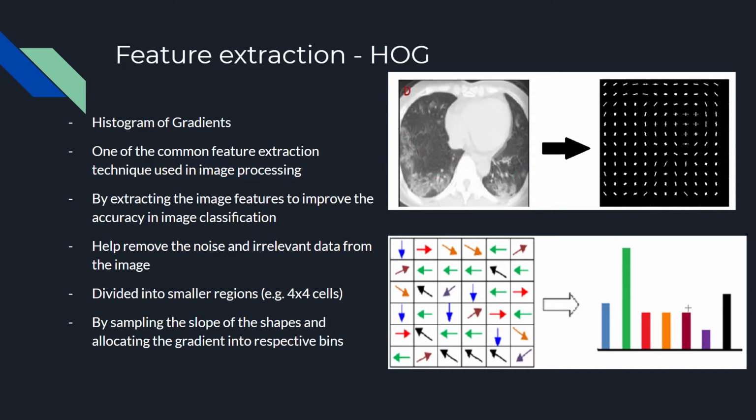It is one of the most common feature extraction techniques used in the image processing industry. The idea is to extract the image features to improve the accuracy in image classification. By using HOG, it can help to remove noise and irrelevant data from the image. The process that HOG uses is to divide the image into smaller regions, for example, 4 by 4 cells. On the upper right-hand side is an example of our CT lung image divided into smaller regions. After dividing into smaller regions, it samples the slope of the shape and then allocates the gradient into the respective bins. On the lower right-hand side, the image shows how the shape is allocated to the representative bins.